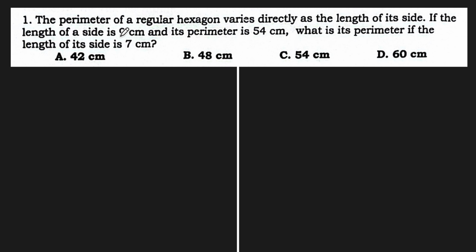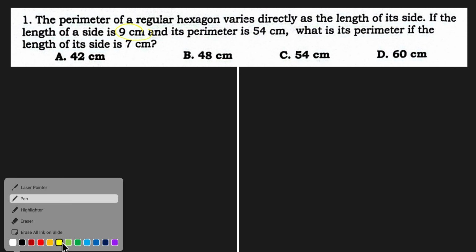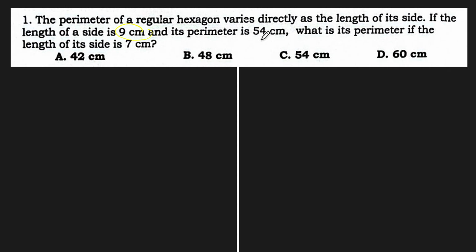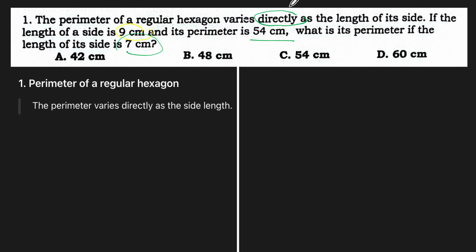If the length of the side is 9 centimeter, its perimeter would be 54 centimeter. What is its perimeter if the length of the side is 7 centimeter? Again, the keyword here is varies directly. So we are now in the problem of direct variation. So again, the perimeter varies directly as the side length.